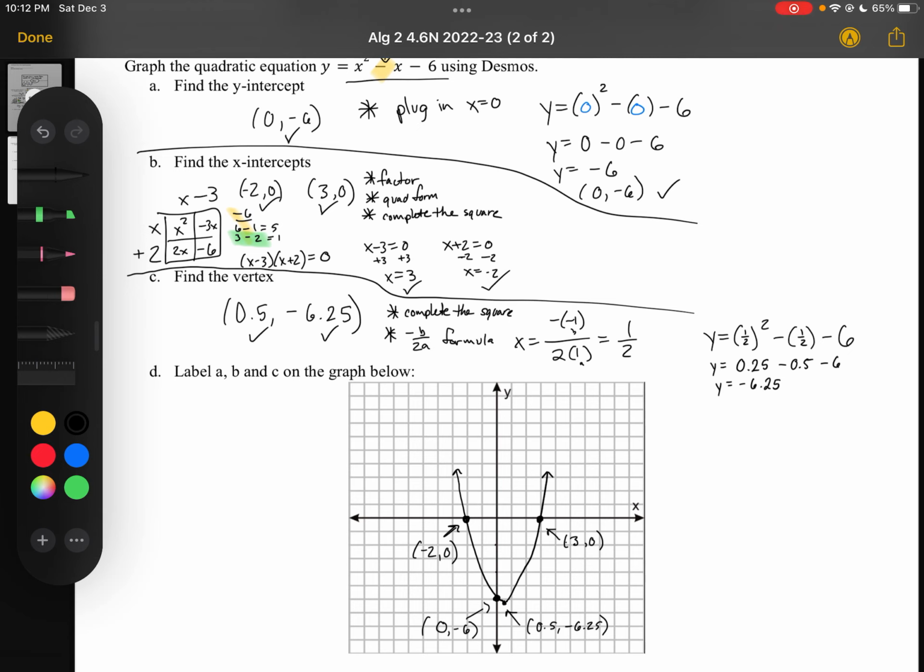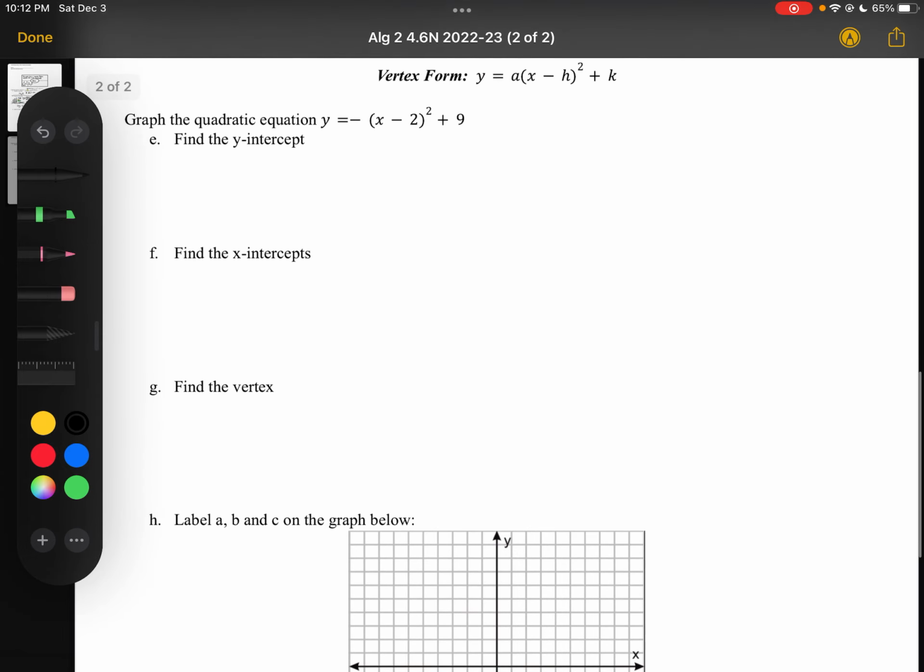Looks like our method doing it by hand works just as well as looking at our graph. That's actually how your graph does it. It does all these things by hand and it lets it connect the dots. So the second way to do this is with vertex form.